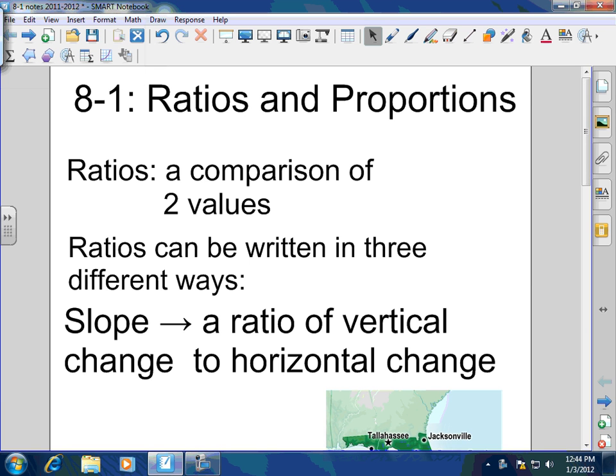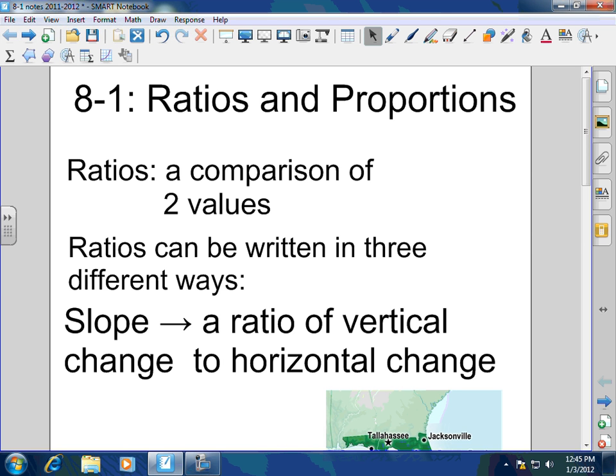Today we're going to be talking about ratios and proportions. The reason that ratios and proportions are so important is because we're soon going to be learning about what are called similar triangles, and actually similar polygons. Similar polygons are defined as polygons that have the same shape, with congruent corresponding angles, but different sizes. To be exact, the sides of similar polygons are proportional.